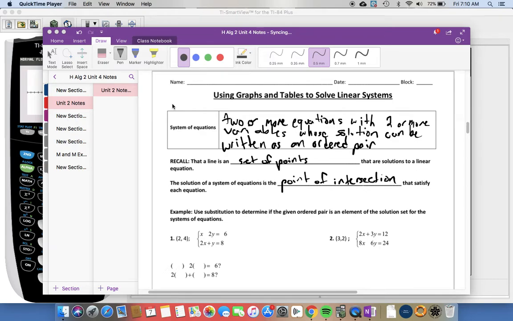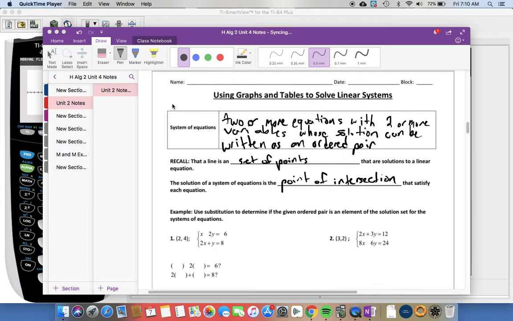Our notes for today. We're going to be going through our second section in Unit 2, which is all about using graphs and tables to solve linear systems. So, first off, let's talk about what a system of equations is. As a definition, it is two or more equations with two or more variables whose solution can be written as an ordered pair if it has a solution. And we'll talk about if it doesn't have a solution or if it has an infinite number of solutions, how that will be written a little differently.